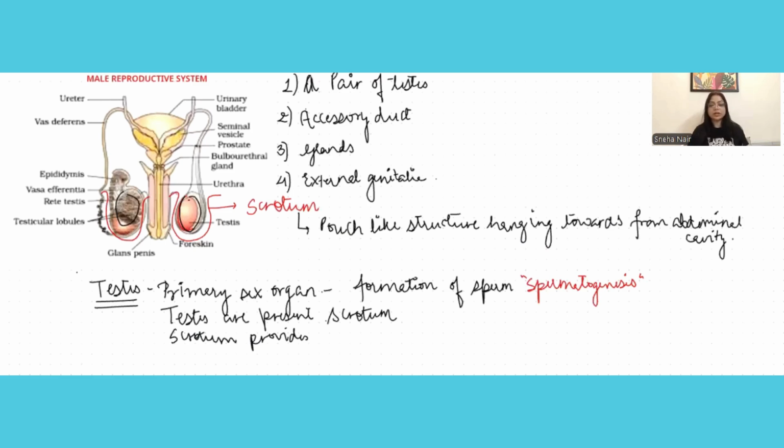The scrotum provides a suitable temperature for spermatogenesis, which is 2 to 2.5 degrees Celsius lower than the body temperature.